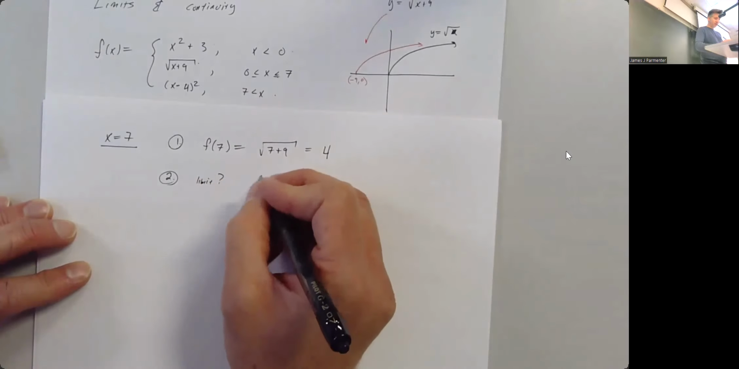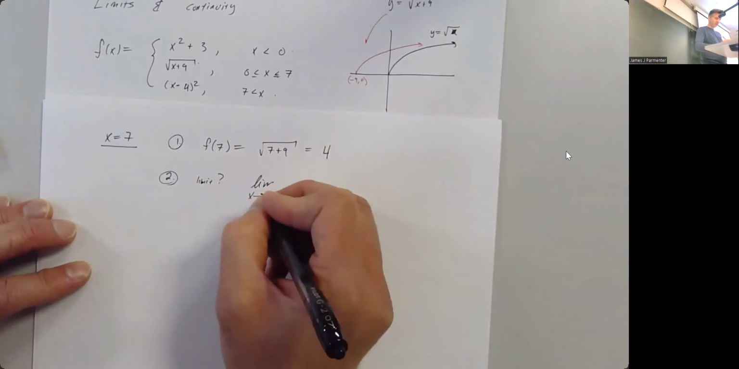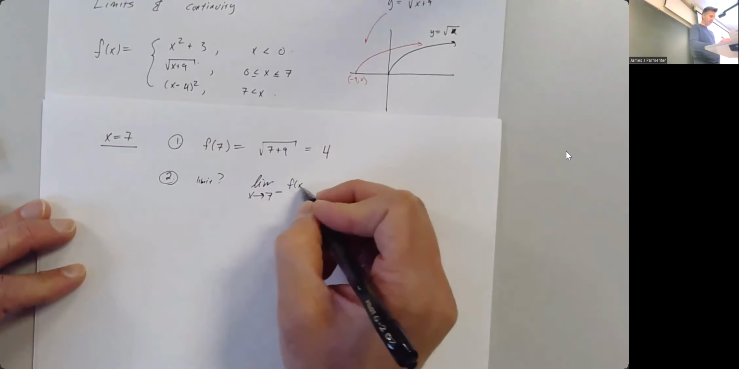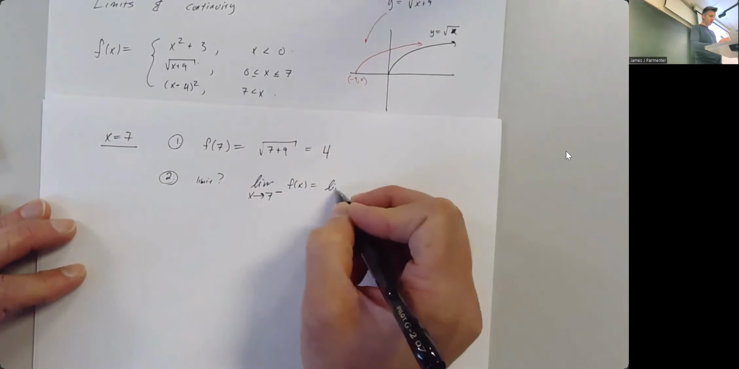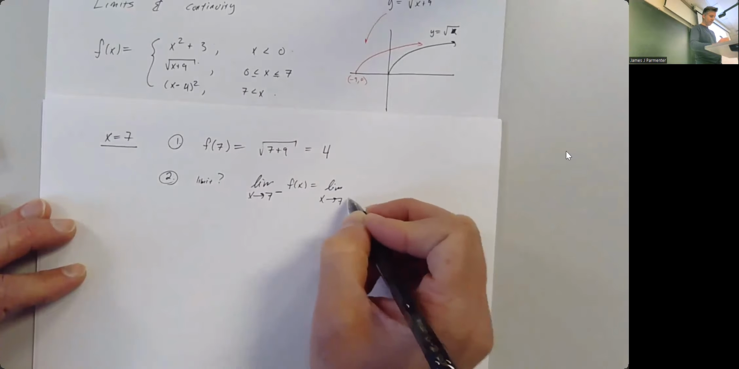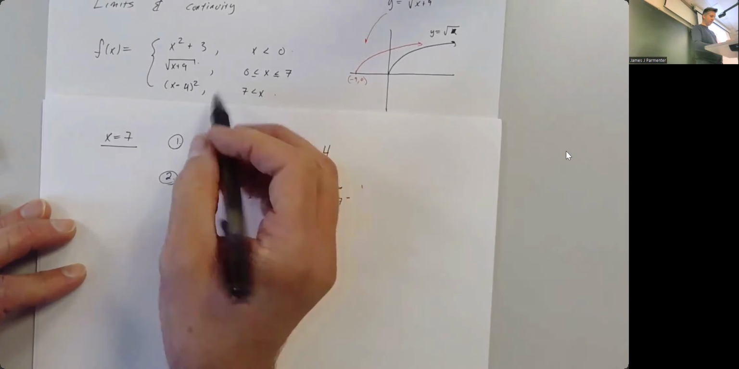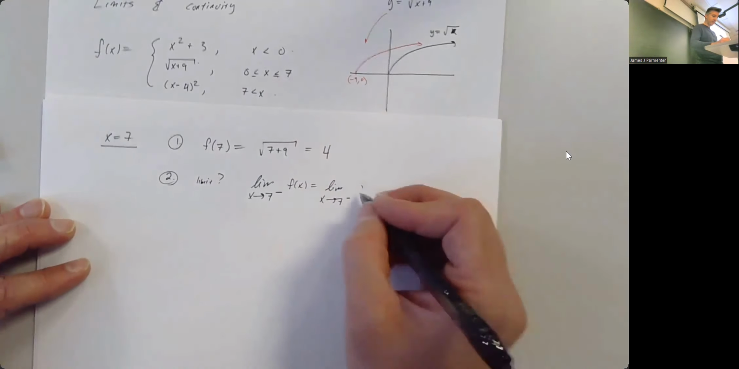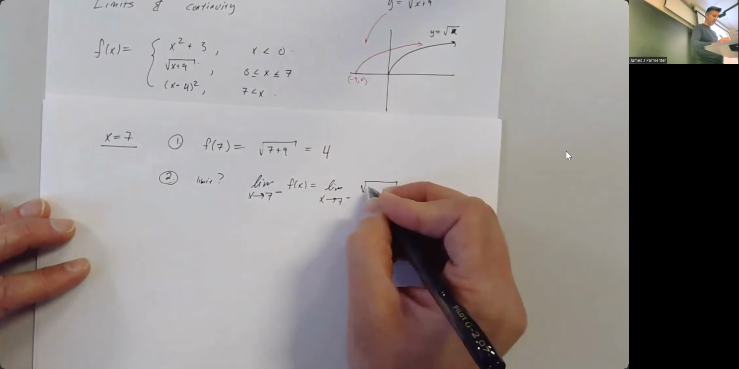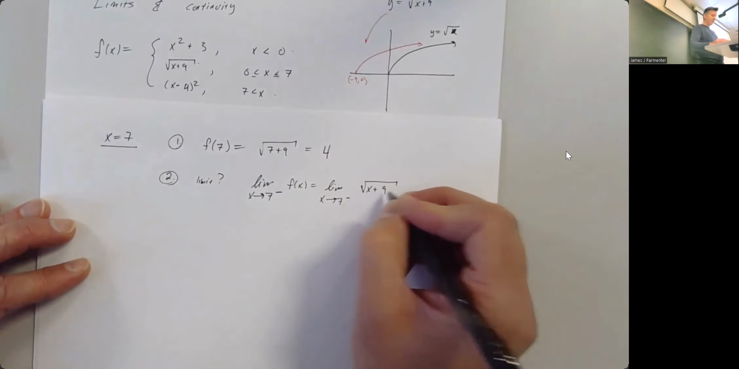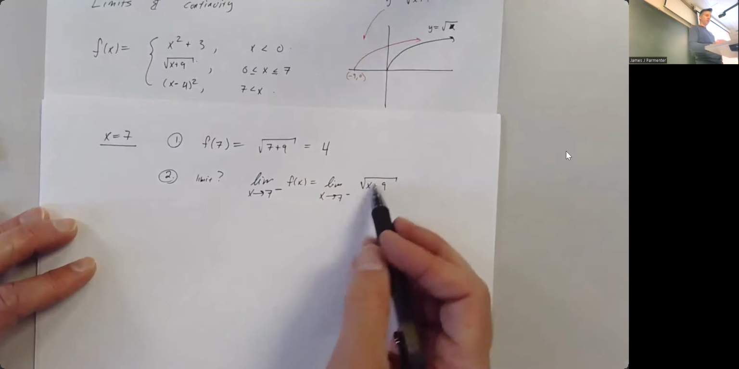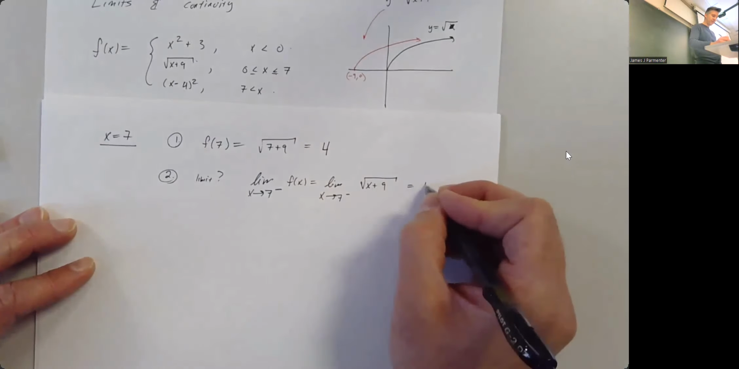If we look at the limit as x approaches 7 from the left of our f of x, that's where we're still going to use that middle piece, because the middle piece is when x is just a little bit left of 7 or less than 7. So that's the limit as x approaches 7 of the square root of x plus 9. And then we can just be like, oh, we know what happens when we plug in 7 there. We just did it. Square root of 7 plus 9 is 16. Square root of 16 is 4.